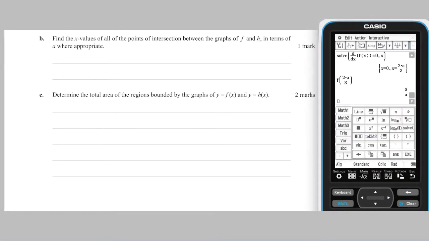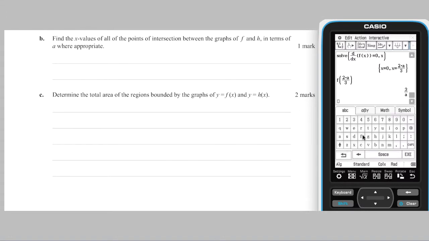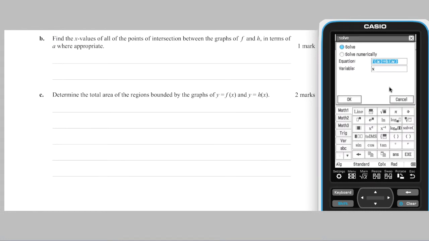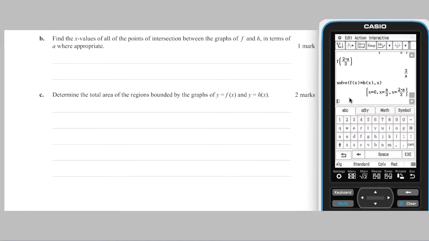Part B. The x coordinates of the intersections of f of x and h of x can be found by solving f of x equals h of x. These solutions are x equals 0, a on 3, and 2a on 3.